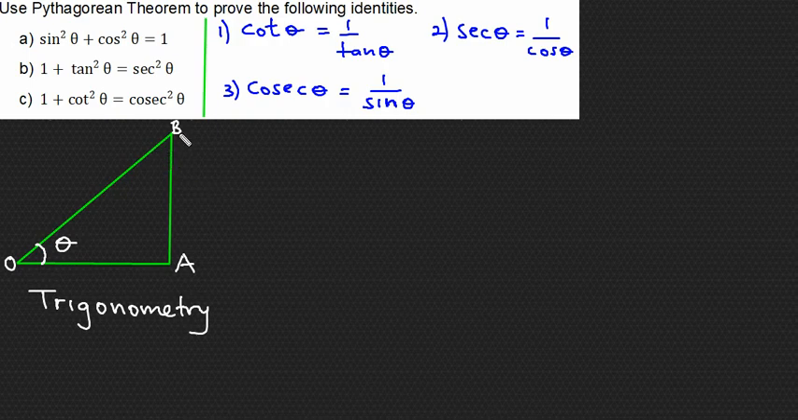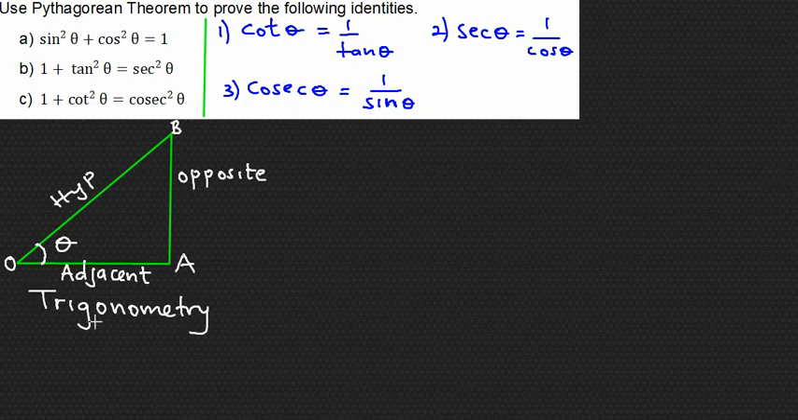You need to know the name of the sides here. From earlier classes we know that if this is an angle, that side which is opposite the angle is called the opposite, and the side which is adjacent to the angle is called the adjacent, whereas this one is the hypotenuse. We know that from our earlier classes.